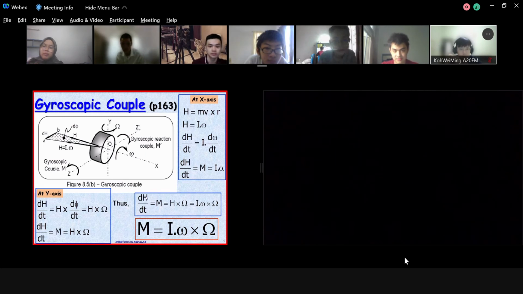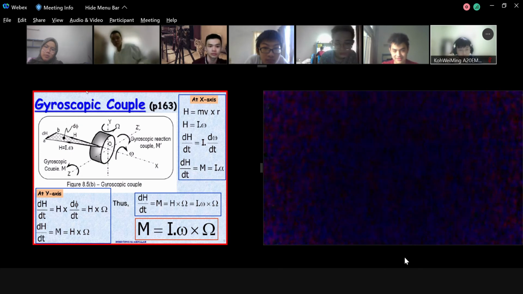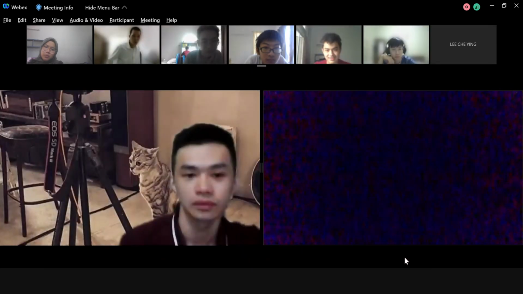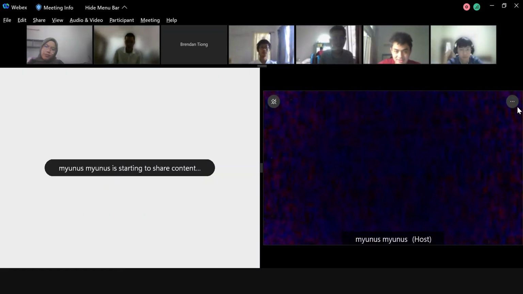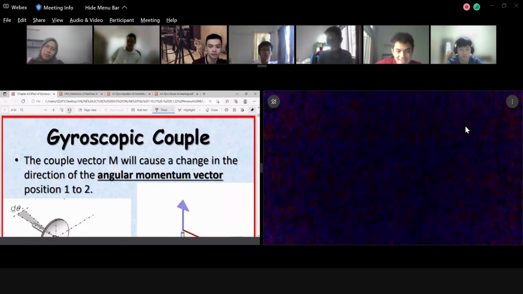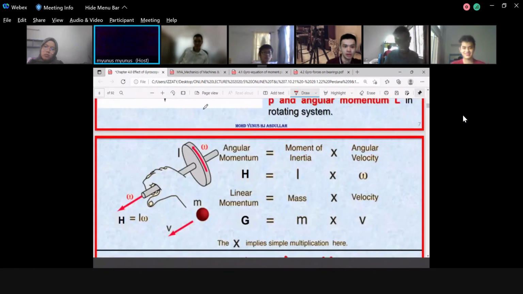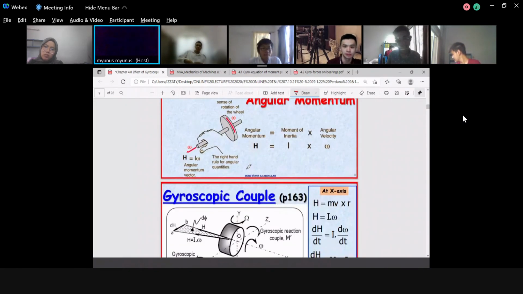This is how to generate the equation. Okay, I'm going to stop sharing this one. I'm going to share with you the PDF file so that I can write something on it. Okay, this one done.